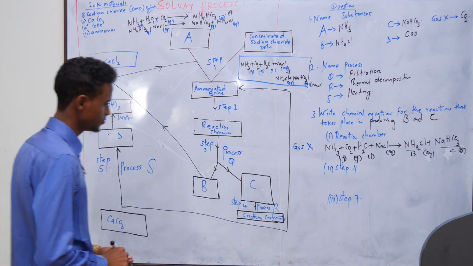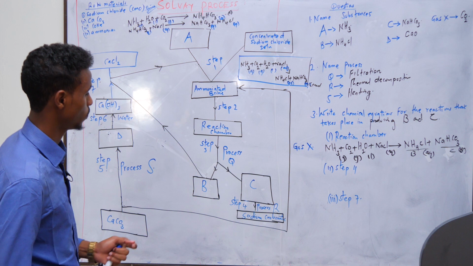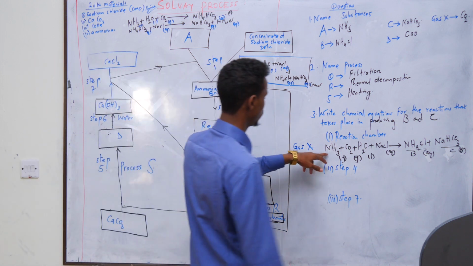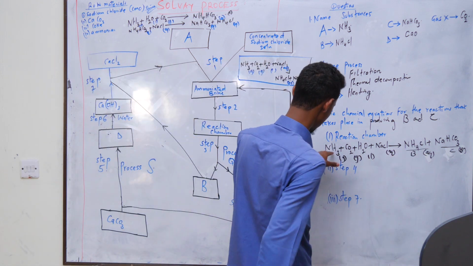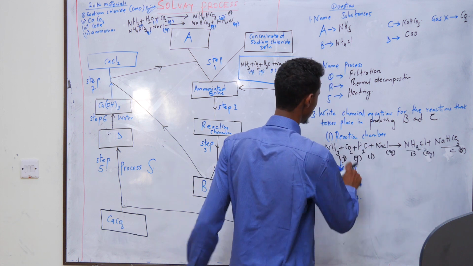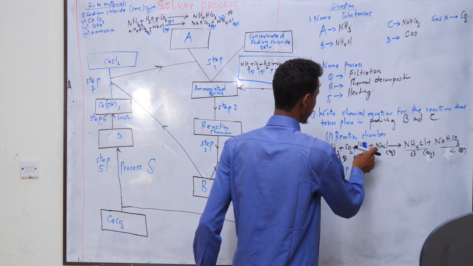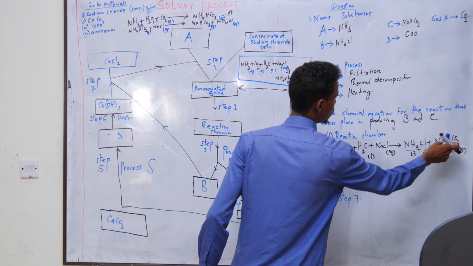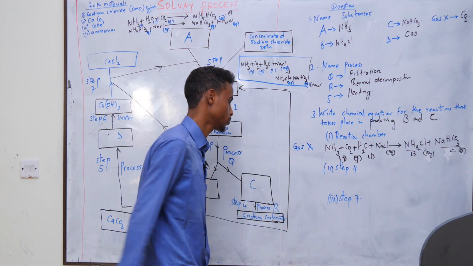Now class, look at this equation. See the balance: nitrogen, we have 1. Hydrogen 3, 5, you have 4, 5. Oxygen 2, 3. Oxygen 3. Carbon 1. That is it.